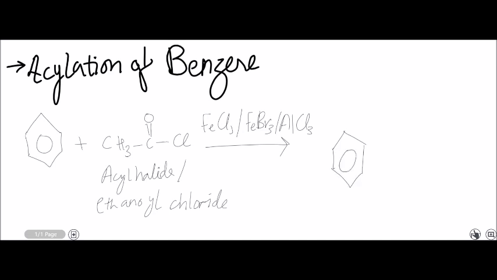Okay, and this chlorine over here is not going to be present anymore. We're going to have the carbonyl group, and this is going to be attached like this, and we're going to have HCl, which is going to be made up of the hydrogen, which has been removed from this benzene ring, and the chlorine, which has been removed from this acyl chloride over here.